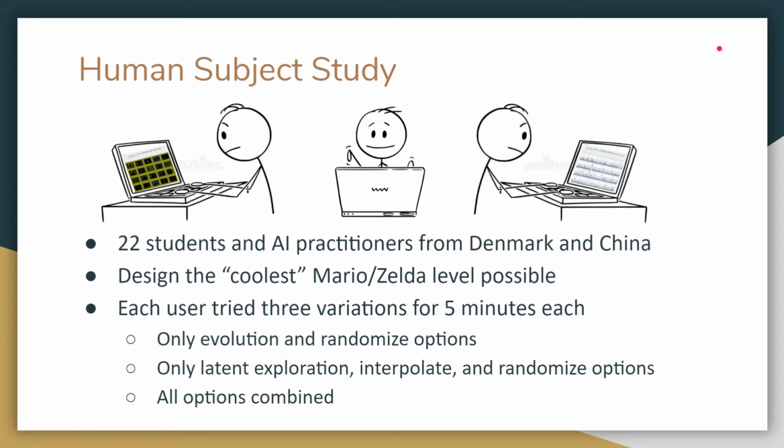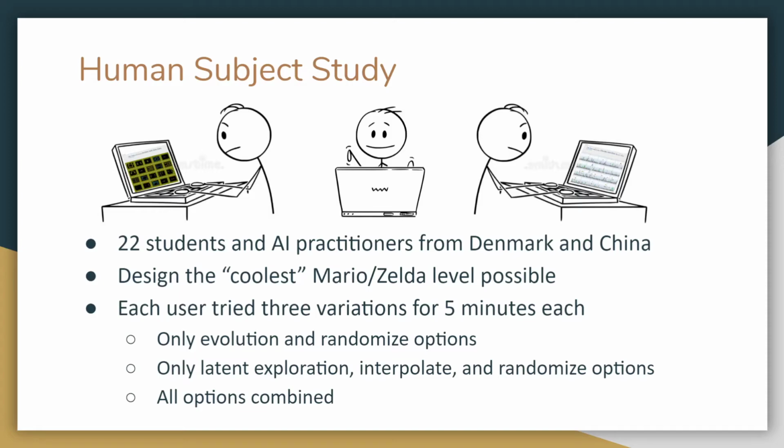So to evaluate this system, we did a small human subject study. Just 22 students and AI practitioners from Denmark and China, basically just people we had access to. And we asked them to design the coolest Mario or Zelda level possible. Each user did 3 different variations of the system for 5 minutes each.